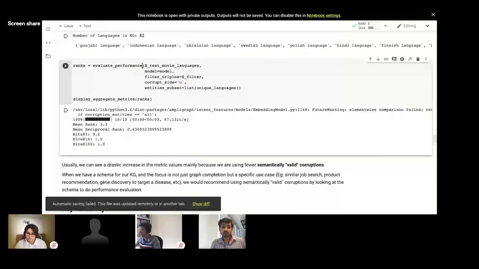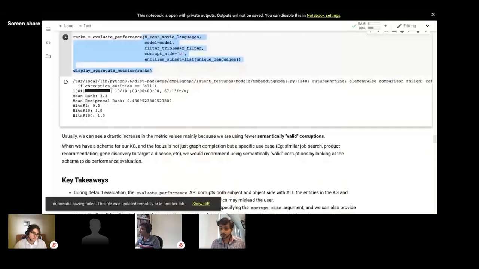You choose semantically valid corruptions. So when you have a set of hypotheses, you choose semantically valid corruptions, and then you would use the ranking protocol. And that way it becomes not just an easier task for the model, but also a semantically valid task and also a faster task.